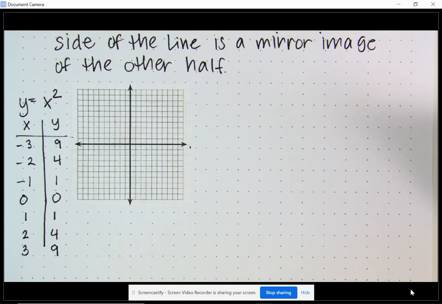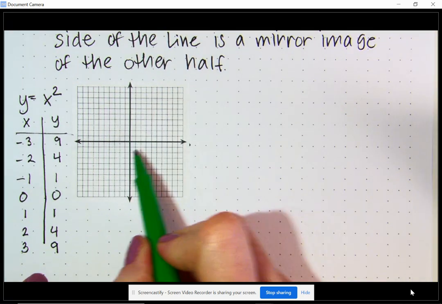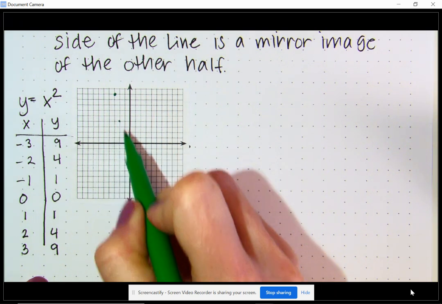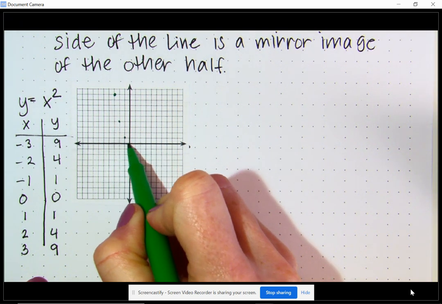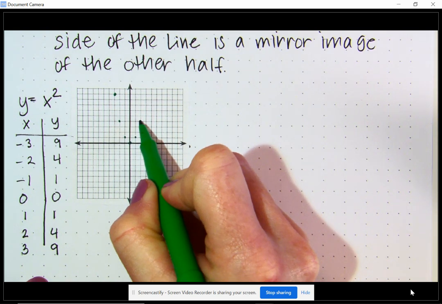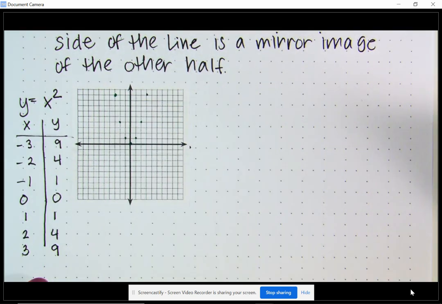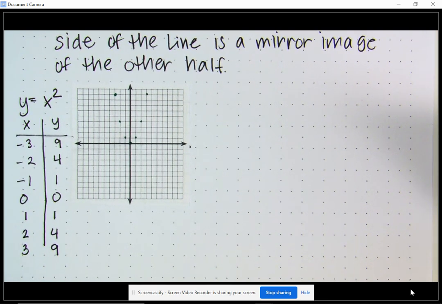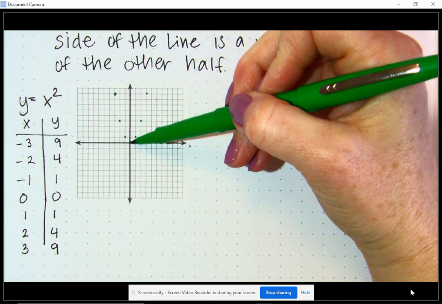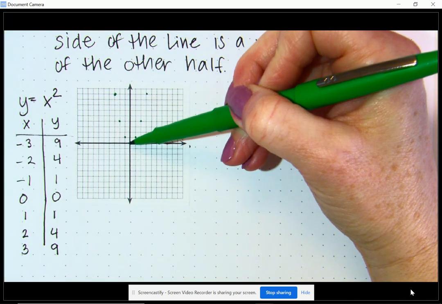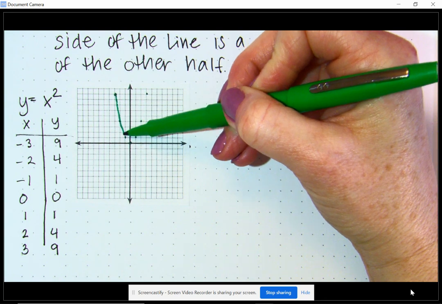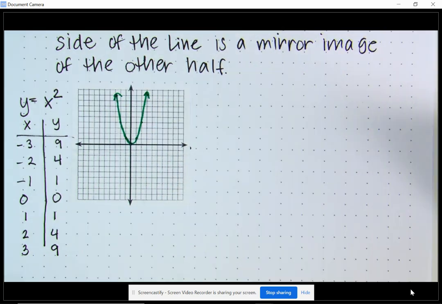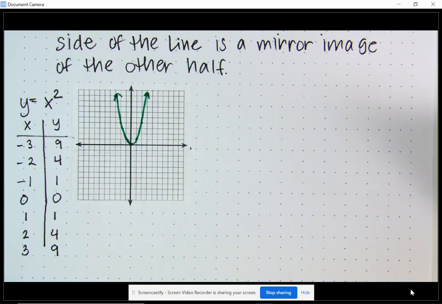But let's go ahead and graph. So -3 and 9, -2 and 4, -1, 1, 0, 0. You can even see from here that we're going to have symmetry, that we're going to have a U-shaped graph. Now, it's not a V. You don't want to make this like a straight line with a point. It does curve very slightly, but it does curve. So you want to make sure that you include that curve.